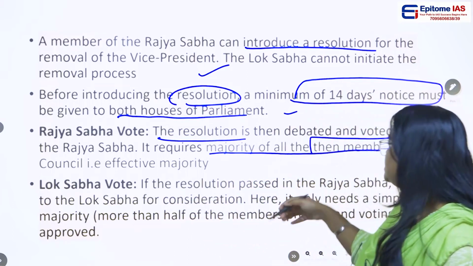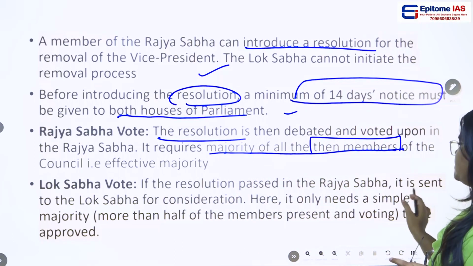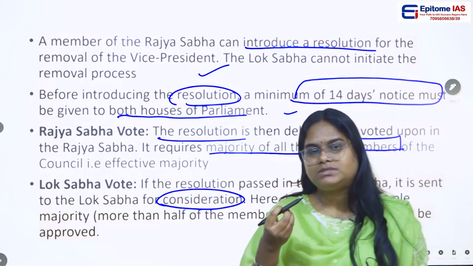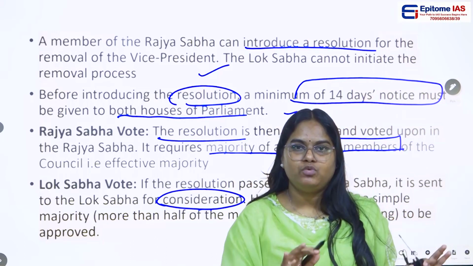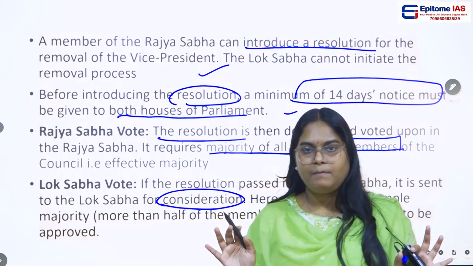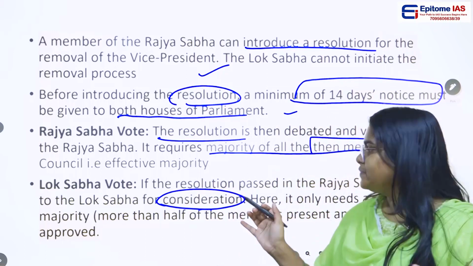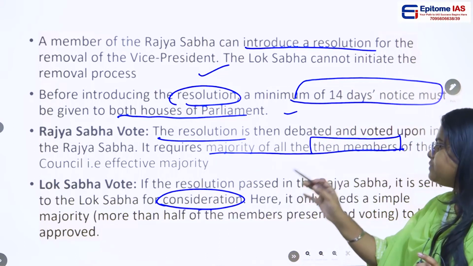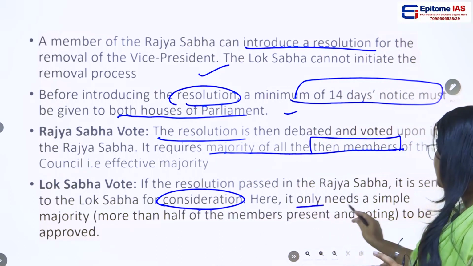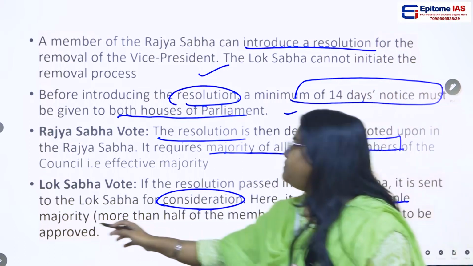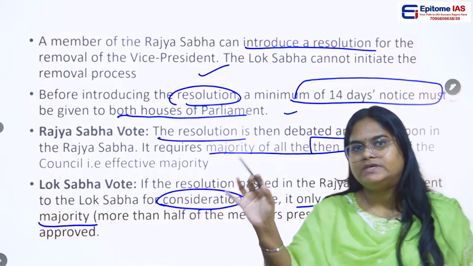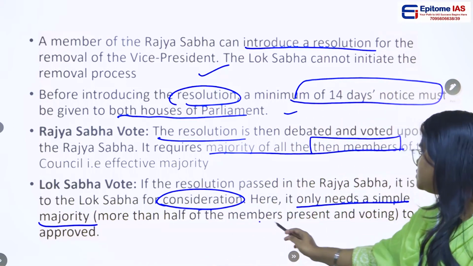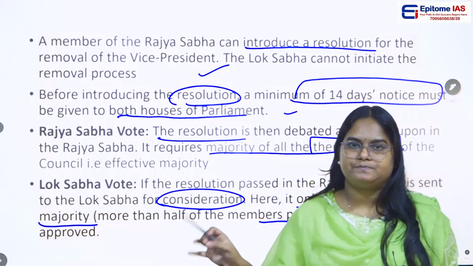If the resolution has already been passed in the Rajya Sabha, it is sent to the Lok Sabha for consideration. The Lok Sabha has to consider it; it should approve or disapprove. It's up to them, but they are not passing the resolution. Then what they need to do is get a simple majority to approve this particular resolution. What is simple majority? More than half of the members present and voting.